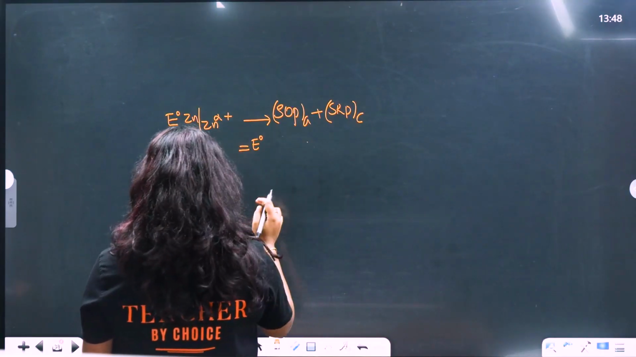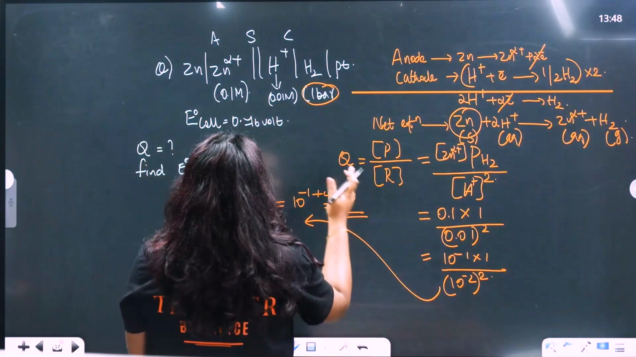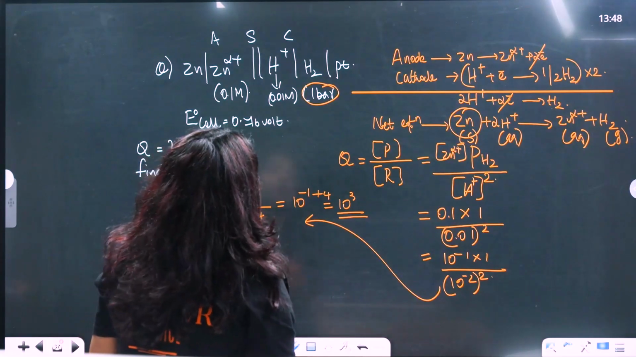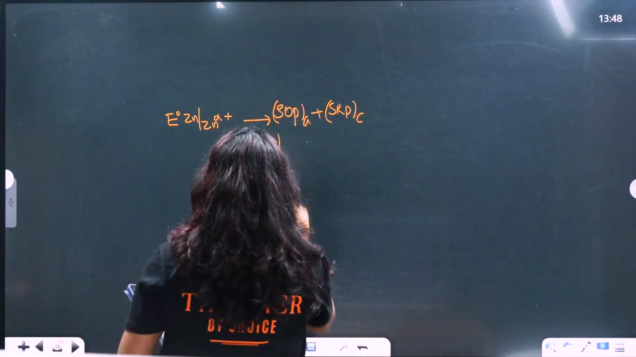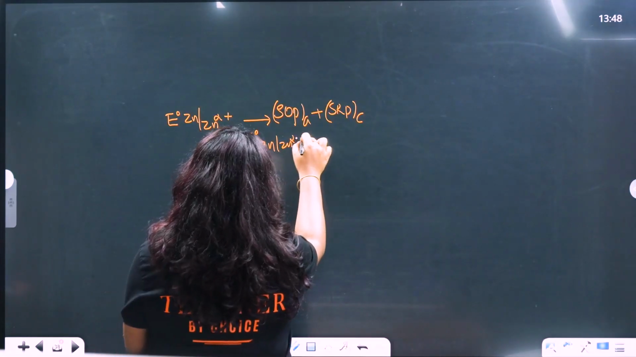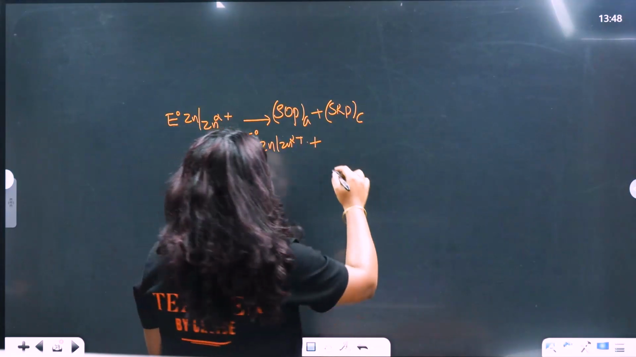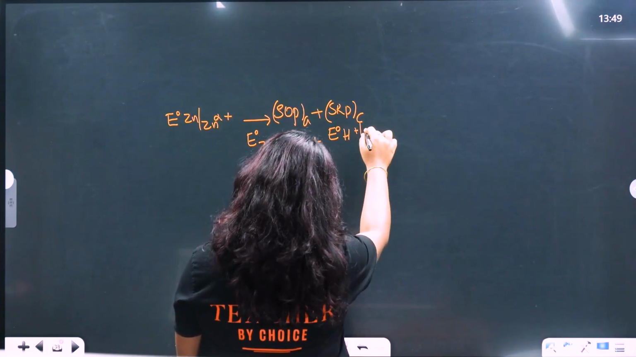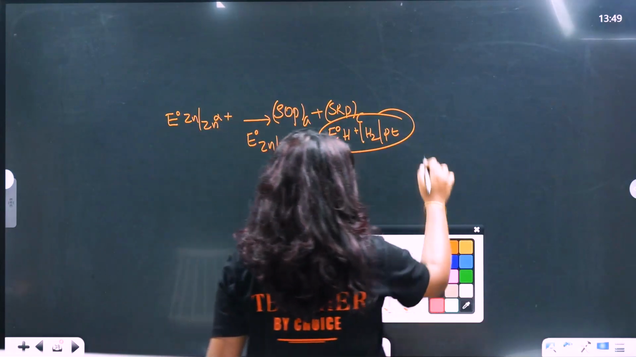E naught of hydrogen, H plus, this value we have, at this cathode. Just one minute, okay. I will write it like this. Zn2 plus. E naught of H plus bar H2 bar Pt. This whole thing is actually equal to 0, which we have discussed at that time.